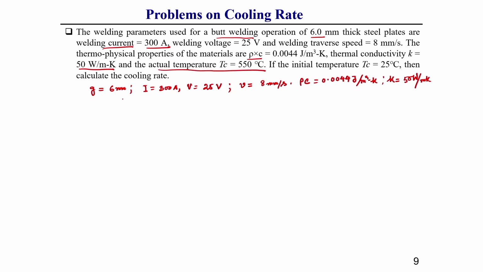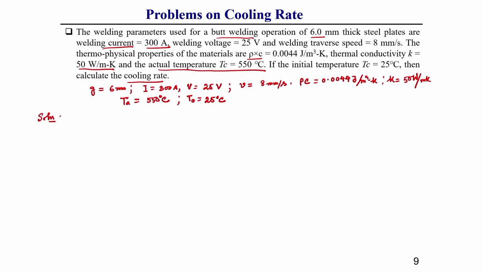The actual temperature, the nose temperature, is 550 degree centigrade, which we generally consider. The initial temperature T0 is given as 25 degree centigrade. Then find the cooling rate. By using these parameters you need to calculate the cooling rate, but here you do not know whether you should use the 3-dimensional type of cooling rate equation or the 2-dimensional type. So, for calculating this, what do you need to do first?